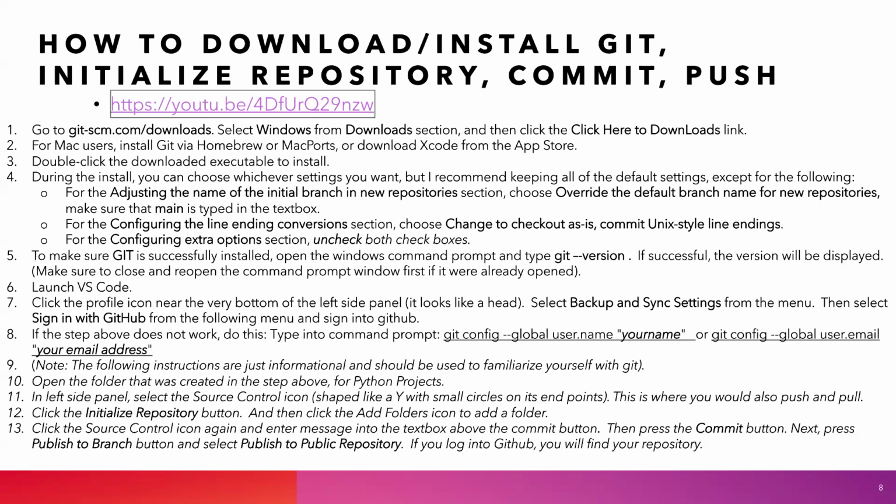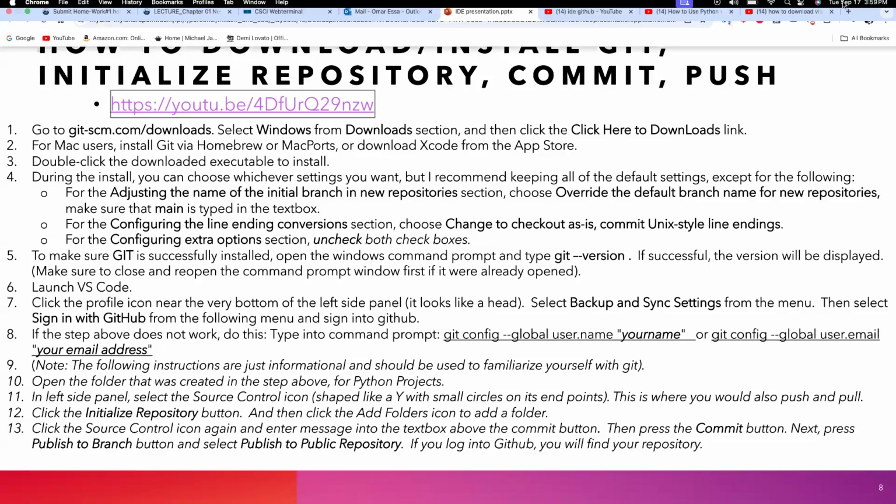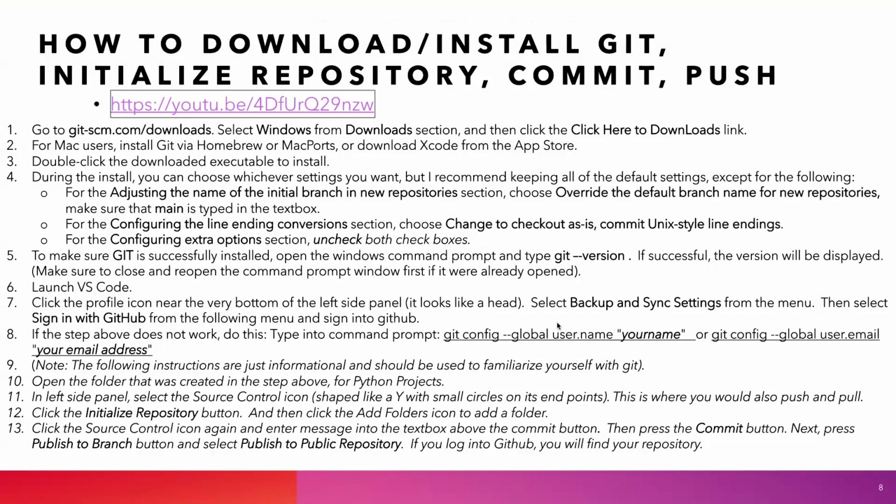Another thing I forgot to mention, because I had to redo the video and I forgot to redo this part. On the bottom left, there's your profile icon. You either click backup and sync settings or sign into sync settings, and then it'll give you an option to sign into GitHub. That's how you really use GitHub in Visual Studio Code. It's just on the bottom left, okay?